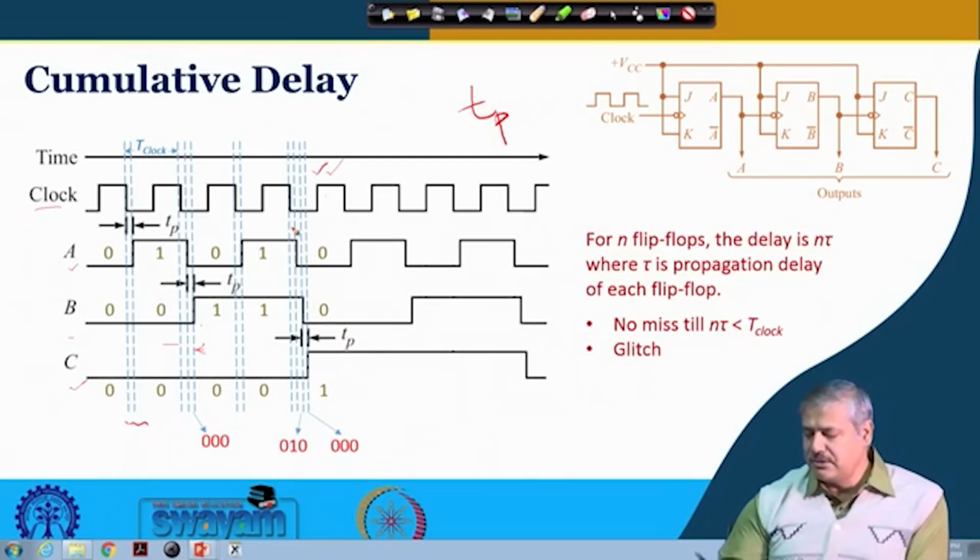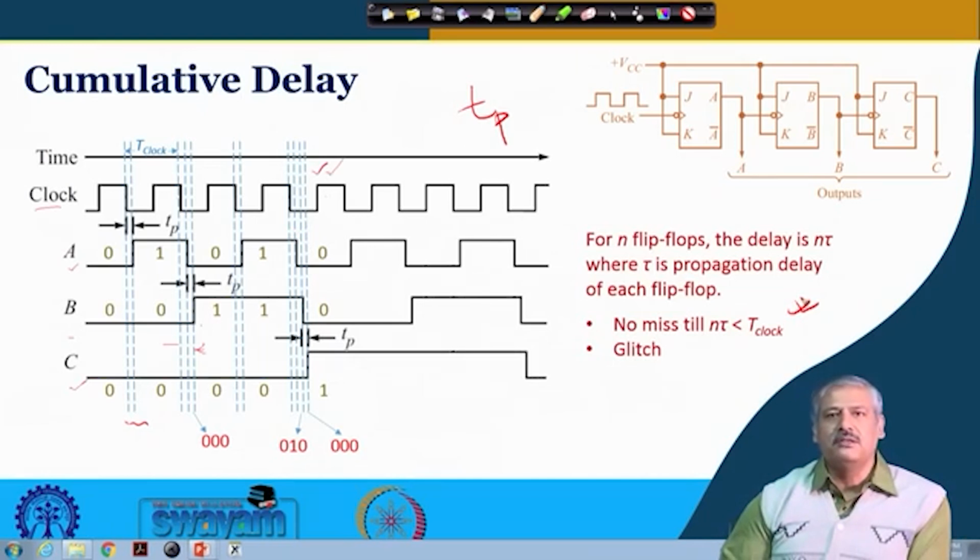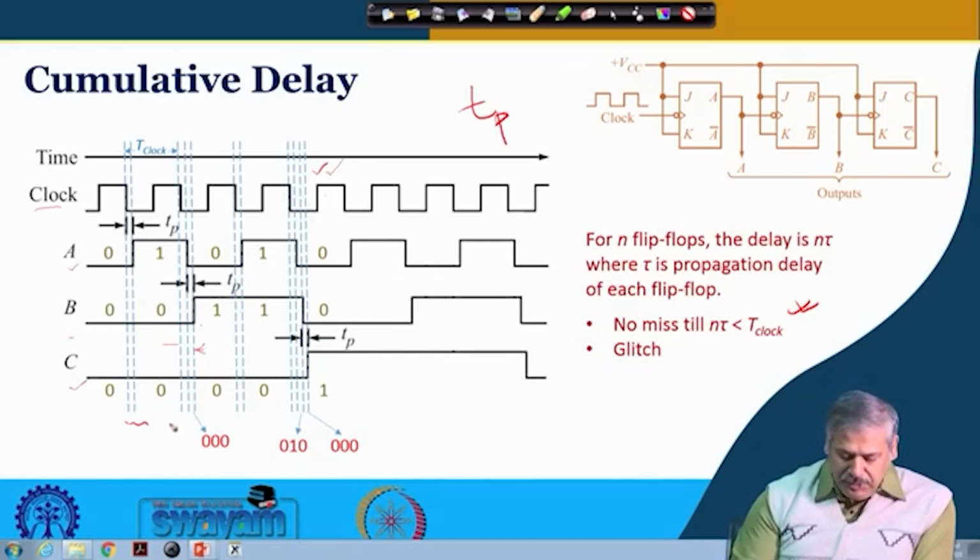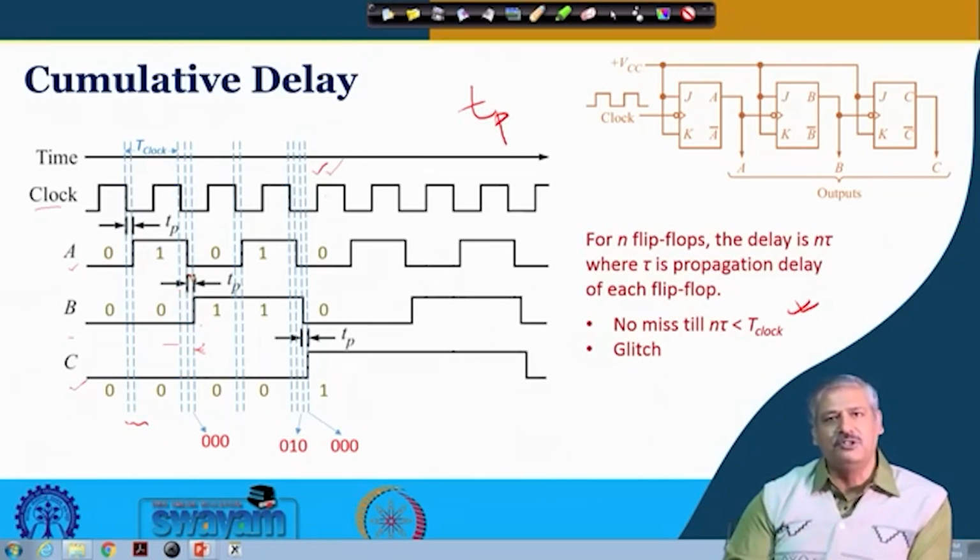So that is something which comes as a cause of concern. This is one issue with this kind of arrangement. Another is what you can see after 0,0,0 comes 0,0,1, and after that 0,1,0 is supposed to come in an up counter, but momentarily you can see for a small duration 0,0,0 is there because A has changed, but B is taking one more propagation delay to change.